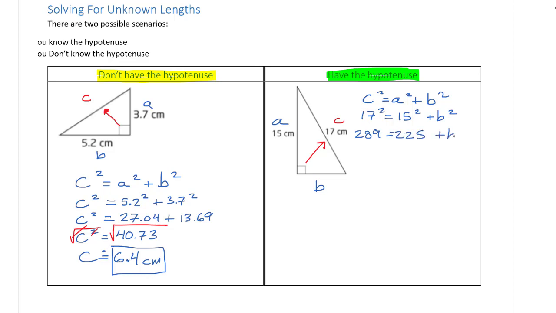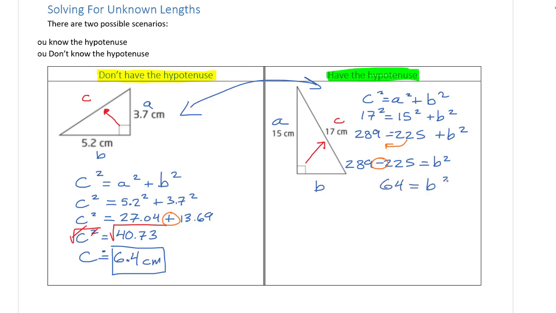Now, what's the difference between this one and the previous question? In this case, the two numbers were on the same side, so I added them, after I square them, I should say. Well, in this case, we need to subtract the 225 to get rid of it from this side. So instead of adding, all we're going to do is subtract. And that's the only difference when you're solving for one of the non-hypotenuse sides. Notice how we're going to have to subtract. So 289 minus 225 gives you 64.